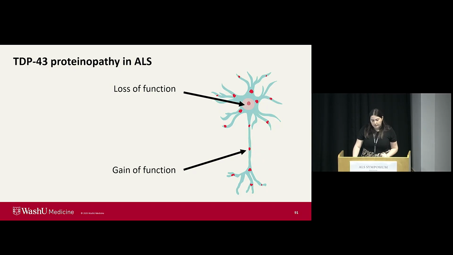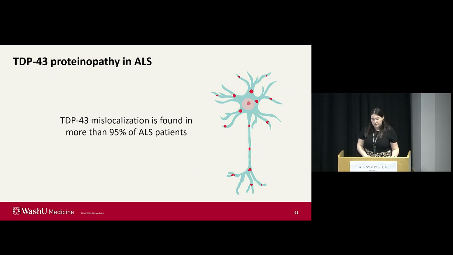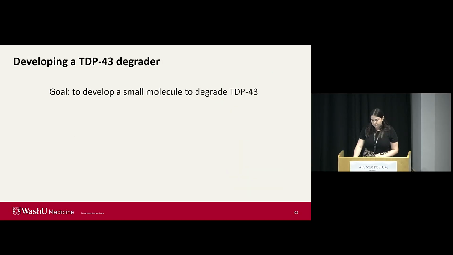So Dr. Miller mentioned earlier that 90% of ALS is singleton, and then 10% is familial. TDP43 proteinopathy can be caused by mutation in the gene that makes this protein, but this mislocalization is found in more than 95% of ALS patients. So this is a critical question that affects a lot of patients with ALS.